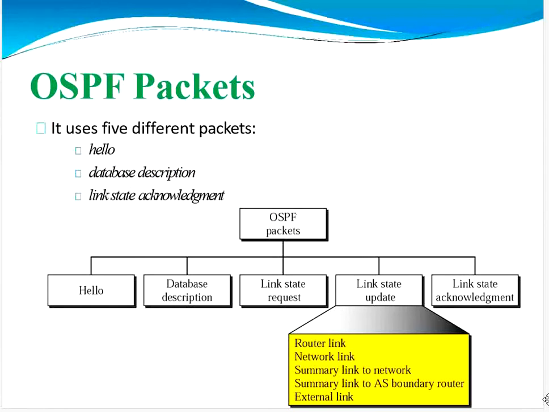The OSPF protocol generally uses 5 different types of packets. The first one is hello, the second is database description, the third is link state request, then link state update, and link state acknowledgement. The link state update uses different types of links: the router link, network link, summary link to the network, summary link to the ASBR, and external link. So OSPF uses these 5 different types of packets.